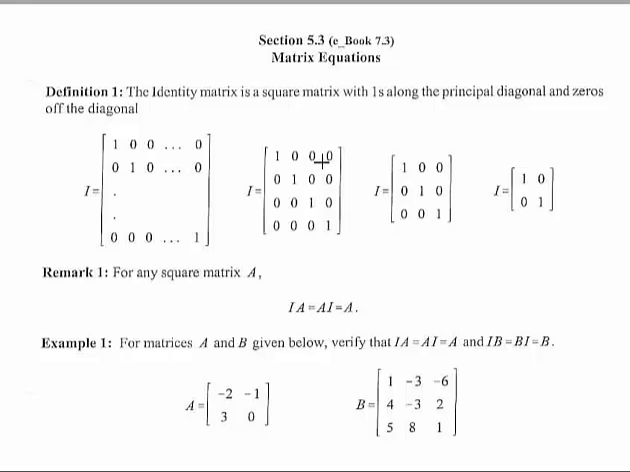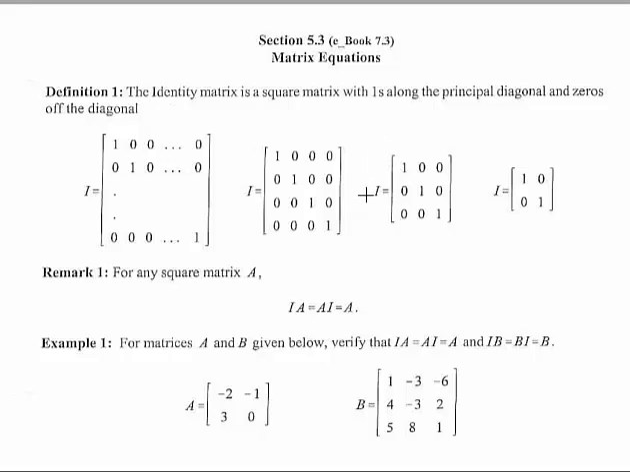Section 5.3, matrix equations. This ties into the previous section where we converted a system of linear equations into an augmented matrix. However, even though this section is leading up to an alternate way to solve systems of linear equations, we're going to go about it in a different fashion. First, we need to learn a little about what's called the identity matrix.